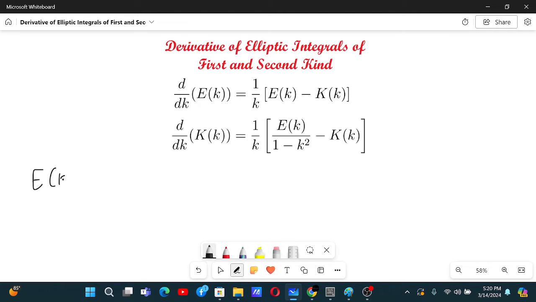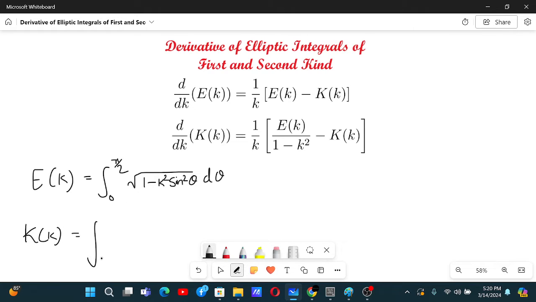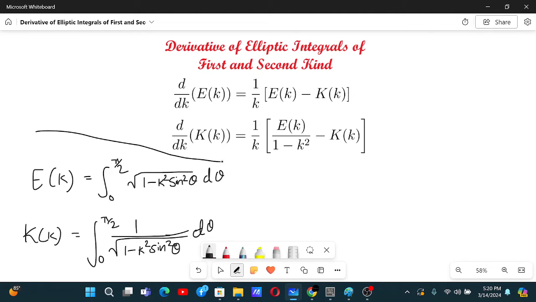Elliptic integral E. This is actually the second elliptic integral, and this is defined as the integral from 0 to pi by 2 of square root of 1 minus k square sine square theta d theta. And the complete elliptic integral of first kind, K, is defined as, this k is the input variable and this K is the function, the integral from 0 to pi by 2 of 1 by square root of 1 minus k square sine square theta d theta. These two are the definitions, and I'm just sharing it for the sake of convenience and formality.